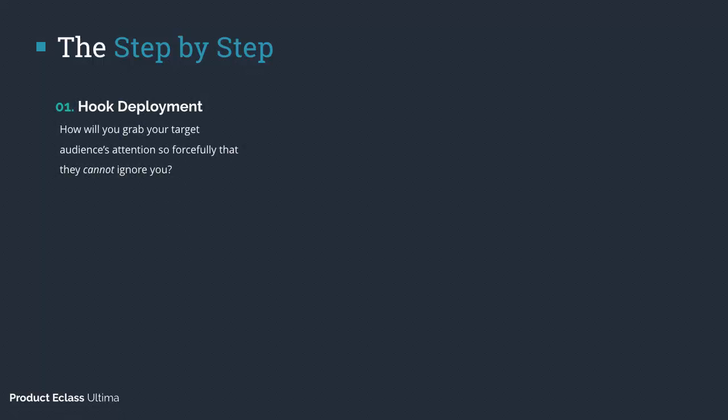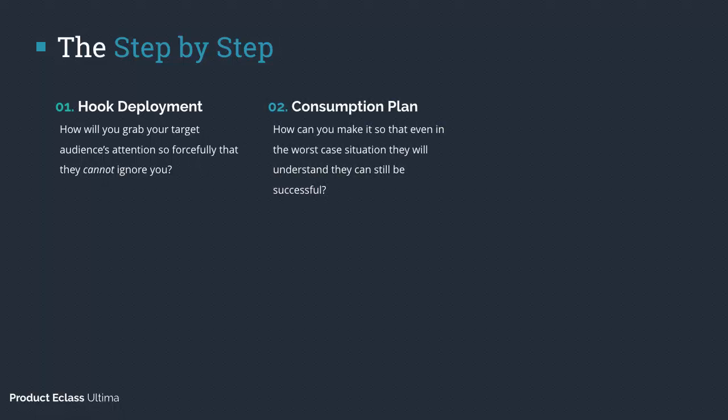And the step-by-step of how we're going to accomplish that in this module is we first start with hook deployment. How will you grab your target audience's attention so forcefully that they cannot ignore you? We've talked a lot about hooks throughout some of the other modules here. This is now actually putting it in motion and putting it in place. That's step number one.